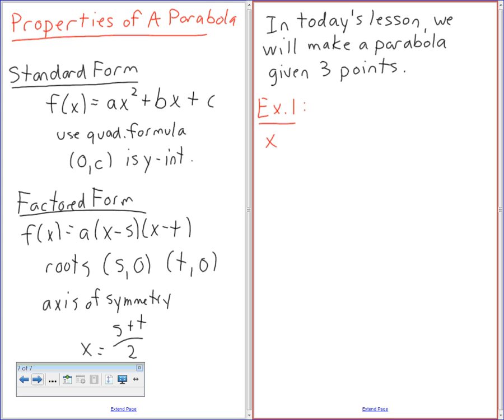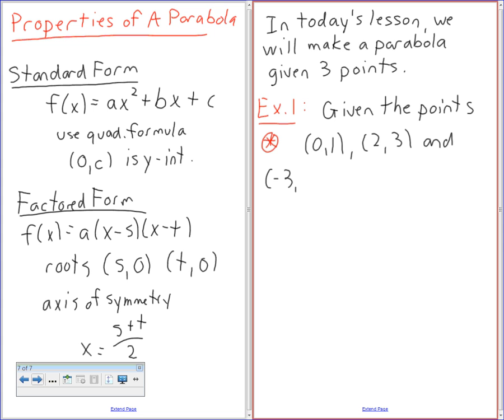Please put down a star for this one. This one is number 1 on your choice assignments. We're going to say, given the points (0, 1), (2, 3), and (-3, 5), find the equation of this parabola.